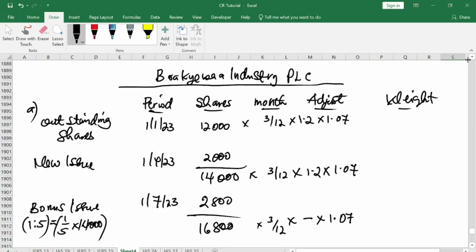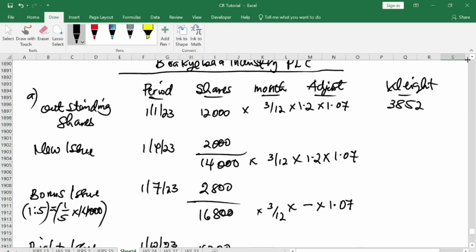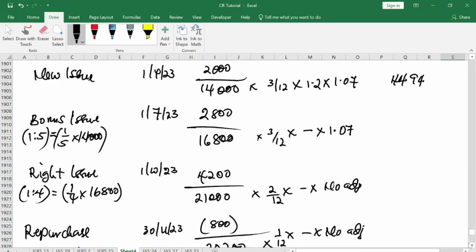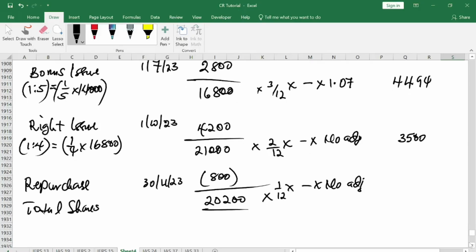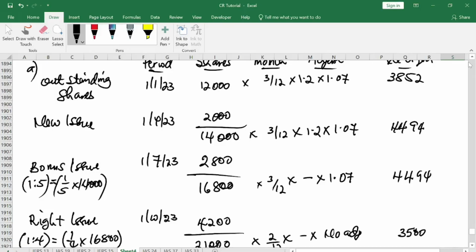Okay. So the first outstanding is 338.52. Now let us multiply the next outstanding. You have 14,000 times 1.07. This one will give you 4,494. 1644 3 over 12 times 21,000. So when they did that repurchase of shares, you have these shares outstanding. When we sum it up, what do we have?